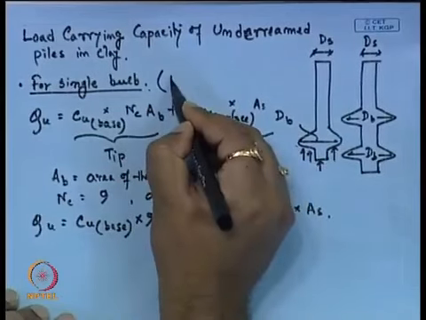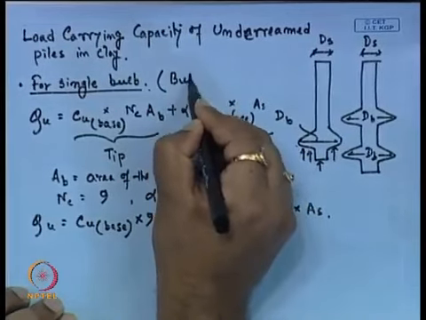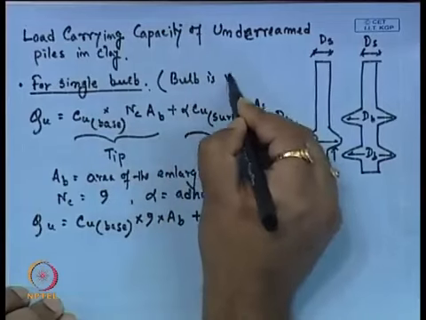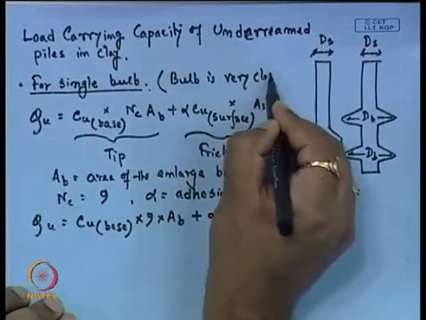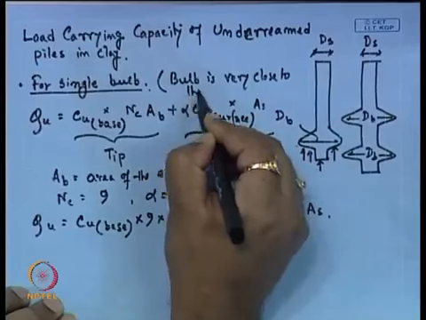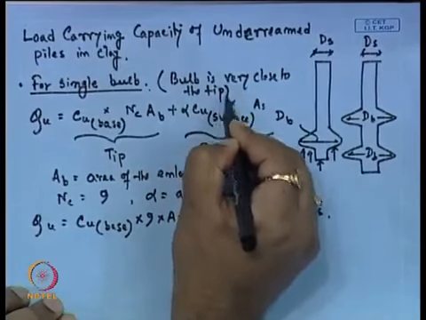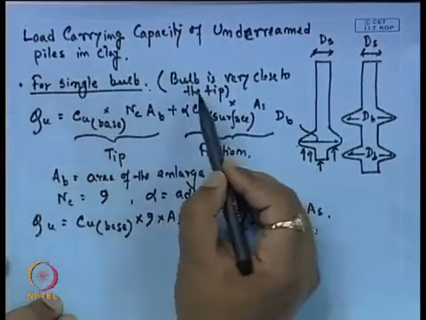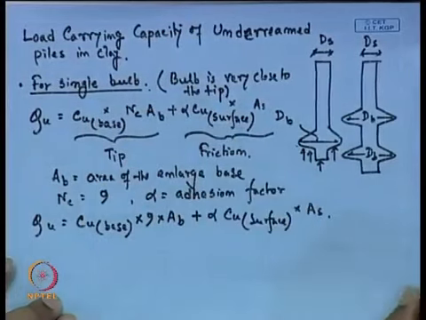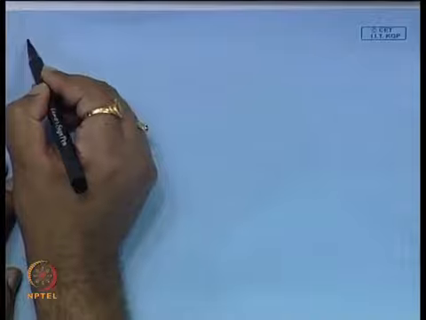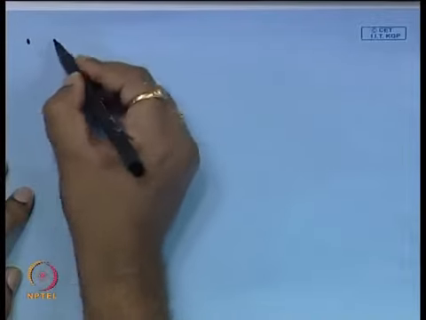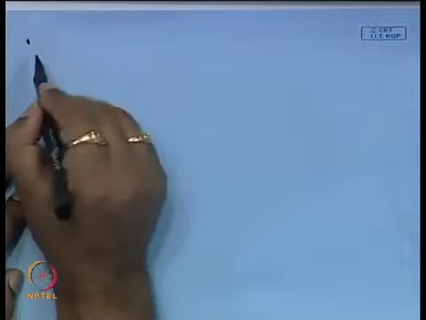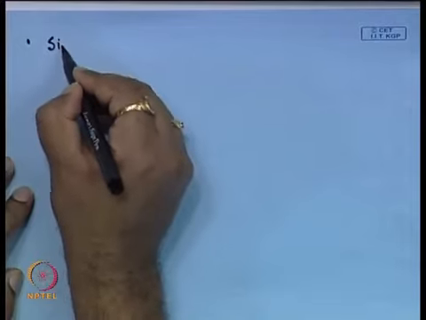This is the first case with a single bulb pile where the bulb is very close to the tip. Now, if the bulb is not very close to the tip, then what will be the bearing capacity or load carrying capacity of that pile? So, this is also a single bulb.